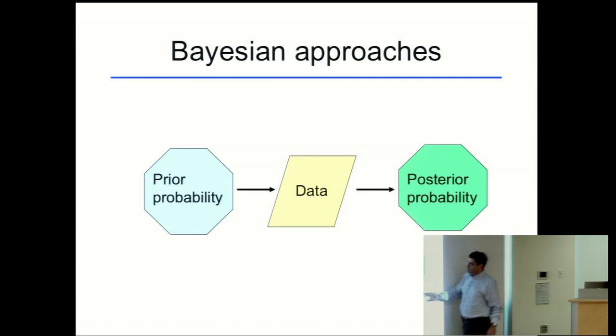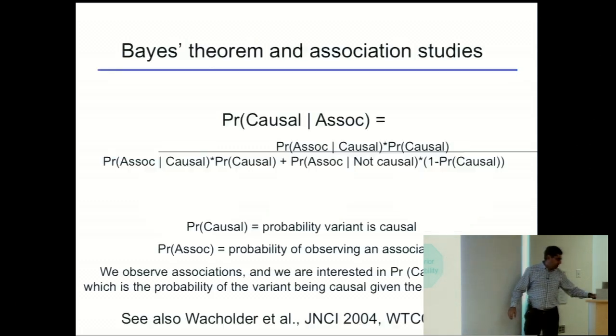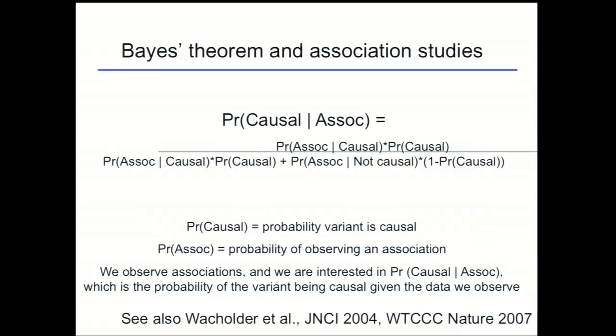So the Bayesian approach is a different way of trying to do that. Essentially, you start with a prior probability that your hypothesis was correct. You then re-inform that probability with data, and you get a posterior probability. So here it is for association studies. What you're looking for is the probability that your variant is actually causal or contributes to your phenotype, given that you see an association with a certain p-value. And so if you apply Bayes' theorem, it works out to this.